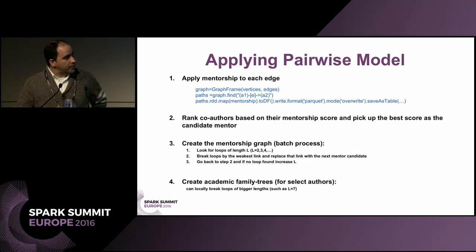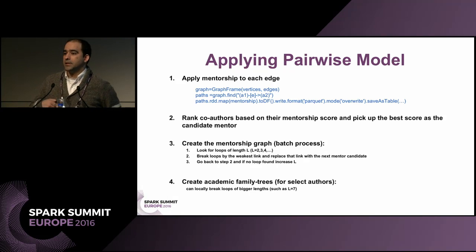Okay, after we compile, we calculate the pairwise scores and we pick the first mentor, we have a bit of a problem to solve. And that's the fact that pairwise models are very local. They cannot employ global constraints. And one important constraint is that I cannot be the mentor or mentee of the same person. In fact, we cannot have a loop of mentor-mentee.